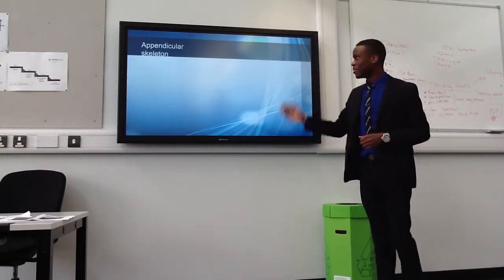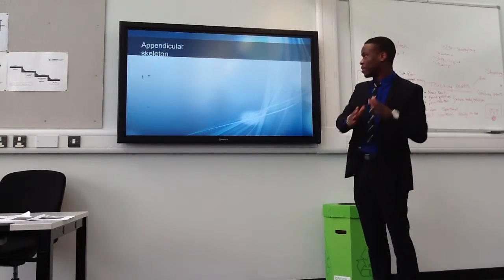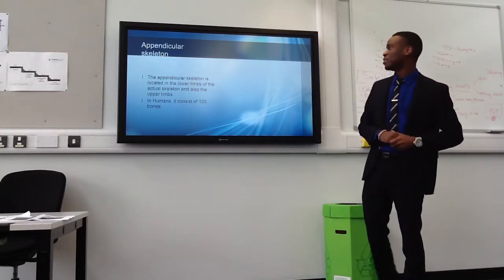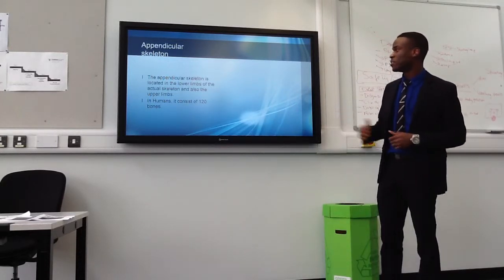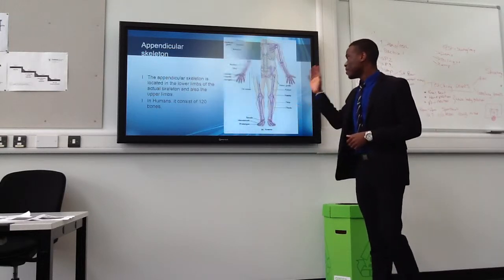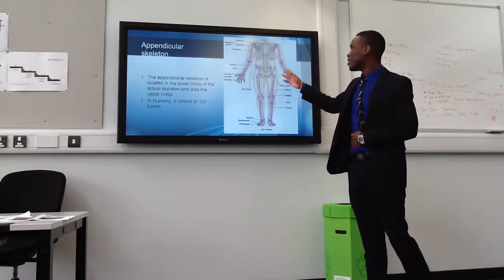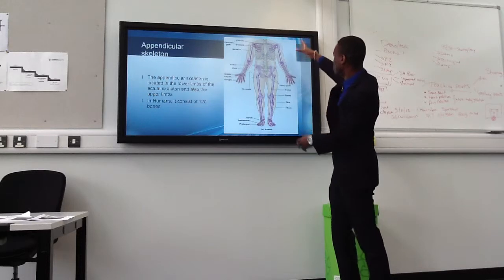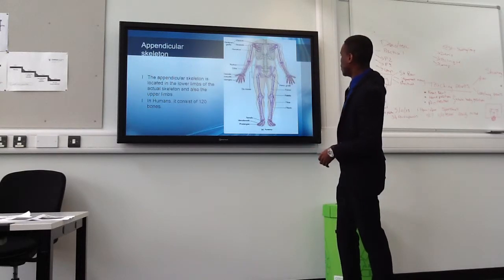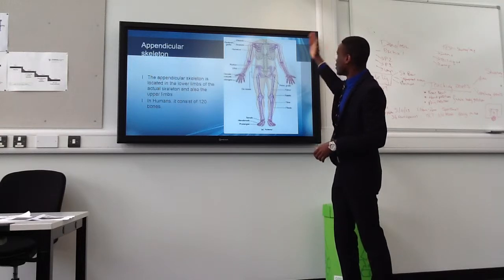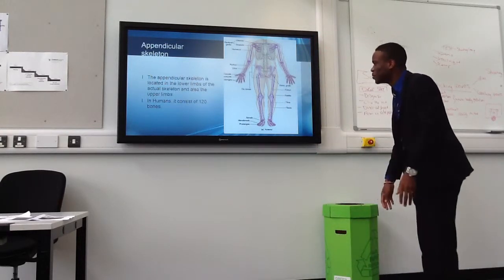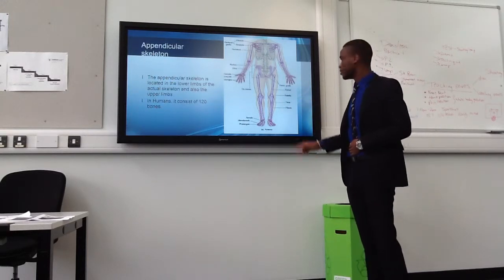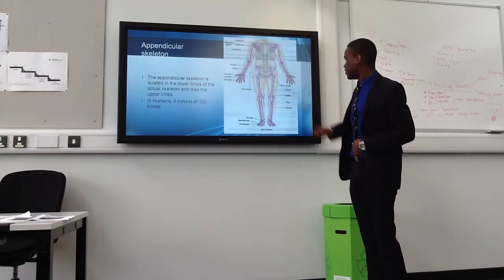The appendicular skeleton is the other part. The appendicular skeleton is located in the lower limbs and also the upper limbs. In humans, it consists of 120 bones. This is a diagram of the appendicular skeleton. As you can see, it consists of your limbs, including the femur, the humerus, and your carpals and tarsals. It's just your limbs, so anything apart from the axial skeleton.